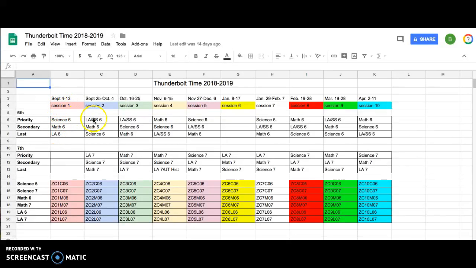For the next session, it switches, and so on as we go through the entire year, so that each team gets the opportunity to have the priority and to work with their students.